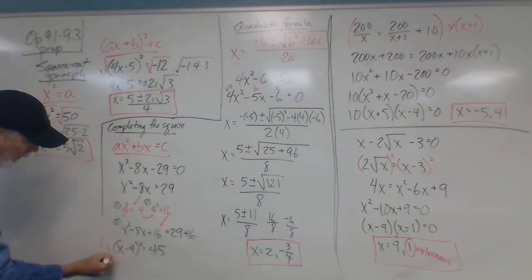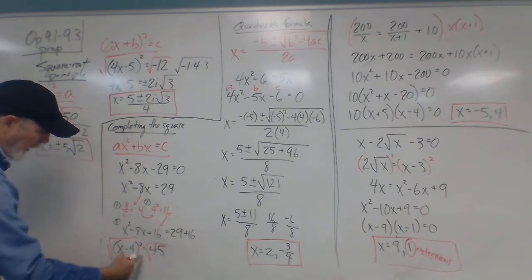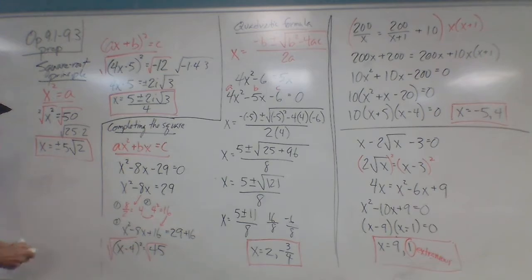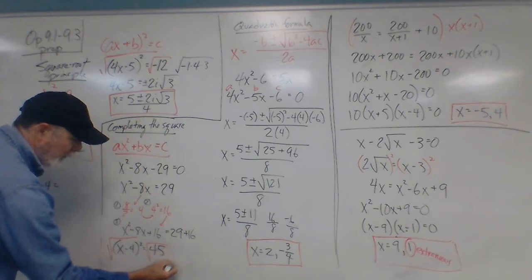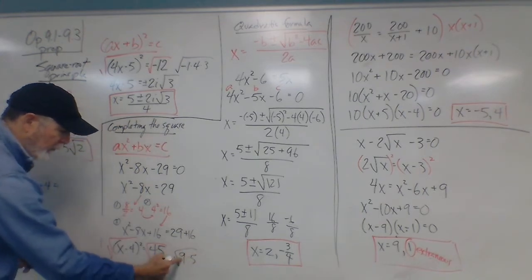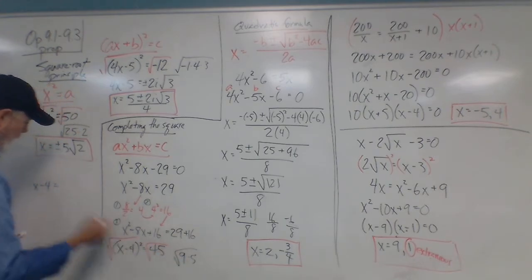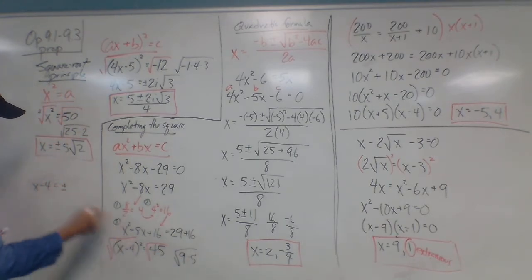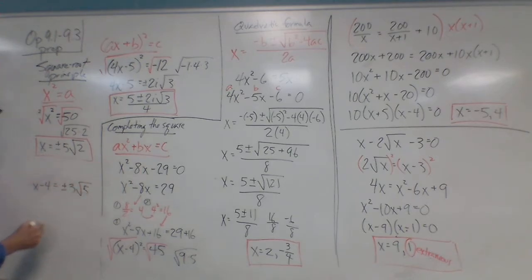So what do I do? Well, I'm going to take the square root of both sides. When I do, the square root of x minus 4 squared is just x minus 4. And let's take a look at 45. 9 times 5. So here's my perfect square. So plus or minus 3 square root of 5. I'm going to add 4, so x equals 4 plus or minus 3 square root of 5. All right, so there we go. Here's the solution to this.